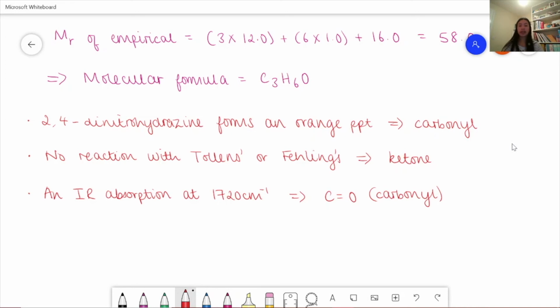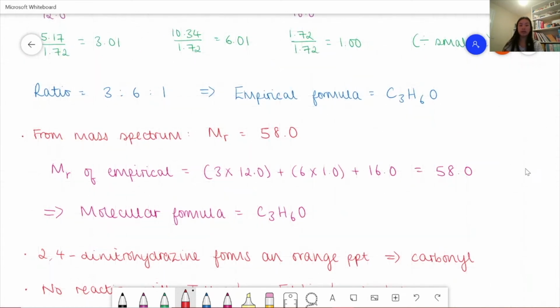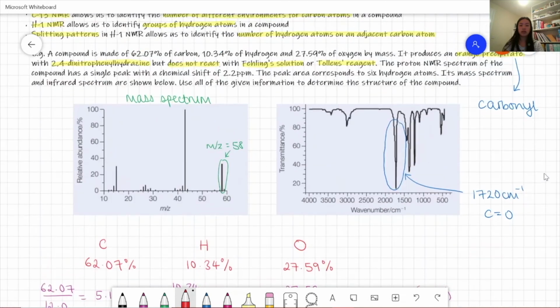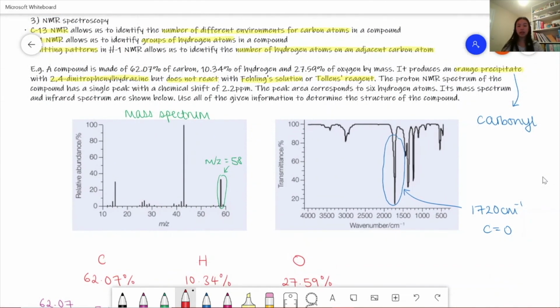And then finally, looking at the information we have about the proton NMR. So the question said that the proton NMR spectrum of the compound has a single peak with a chemical shift of 2.2 ppm, and also the peak area corresponds to 6 hydrogen atoms. And so because it's a single peak, we know that all of these 6 hydrogens are in the same environment because they only produce one peak, and they have a chemical shift of 2.2 parts per million, which, if we look at our data booklet, corresponds to hydrogen attached to a carbon, which is then attached to a carbon double bond O.